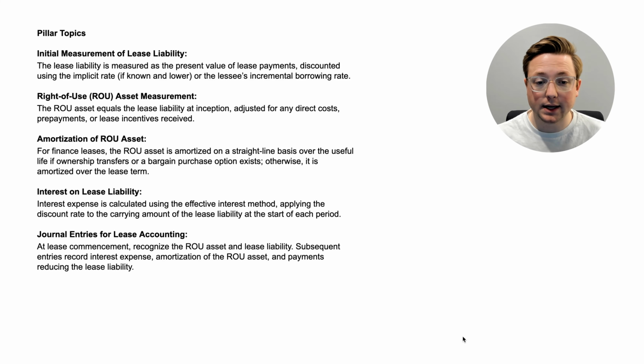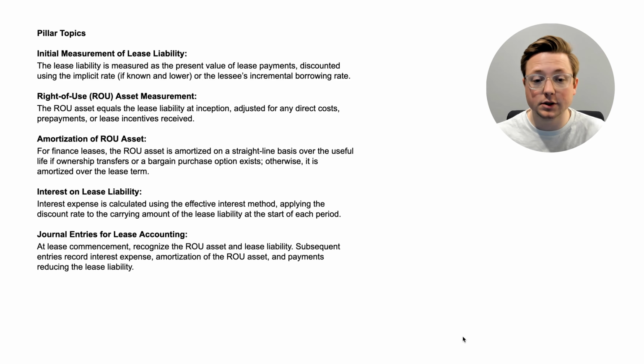Let's go on to the right of use asset. The right of use asset equals the lease liability at inception, adjusted for any direct costs, prepayments, or lease incentives received. And as far as the amortization of the ROU asset, for finance leases, the ROU asset is amortized on a straight line basis over the useful life if ownership transfers or a bargain purchase option exists. Otherwise, it is amortized over the lease term.